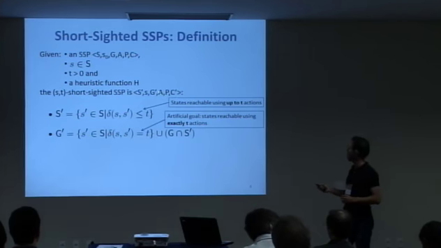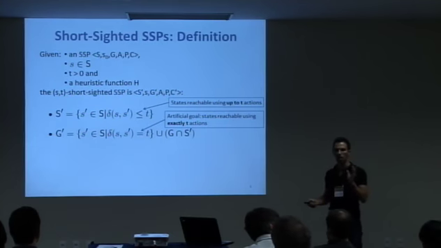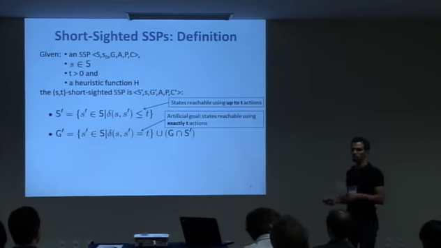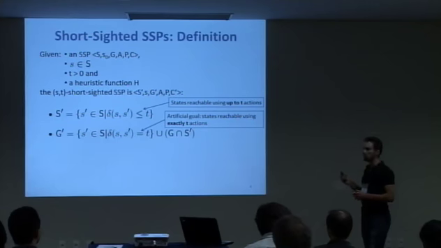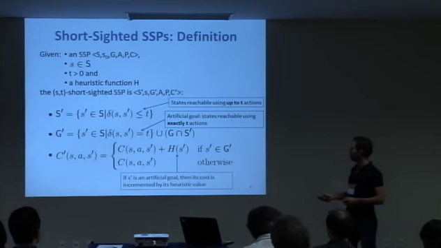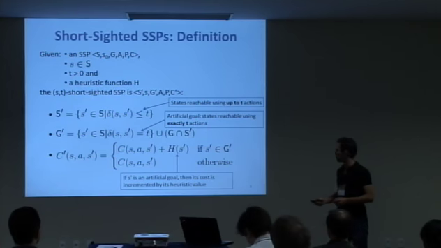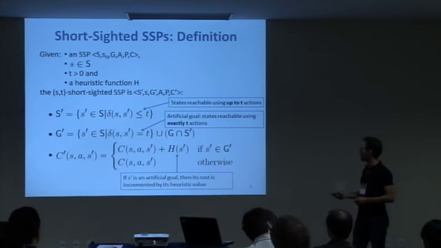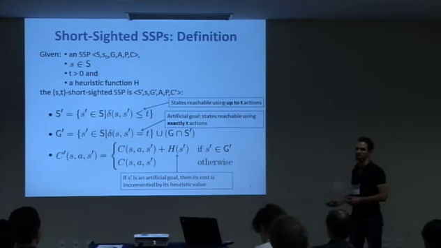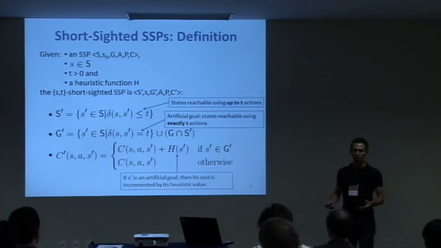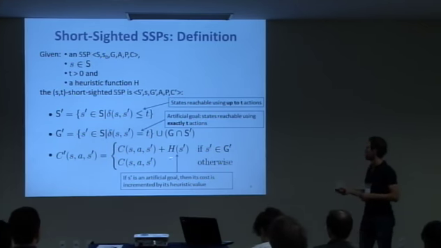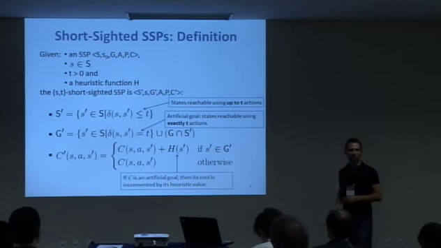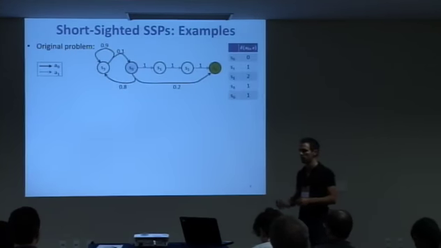Then the structure of the actions is going to be exactly the same. I'm not going to change the actions, I'm not going to change the probability transitions, and I'm going to change the cost. So now the cost of applying action A on state S going to S prime is going to be exactly the same as before, plus the value of S prime in the heuristic if S prime is an artificial goal. If it is not an artificial goal, not on that ring of the circle, then we're not going to change anything. And here are some examples.